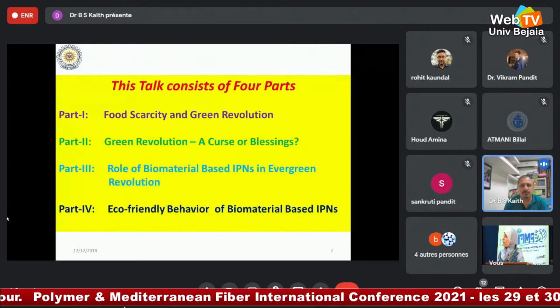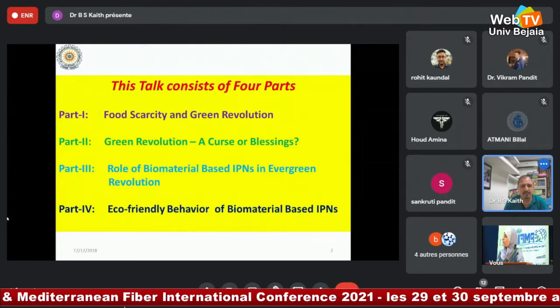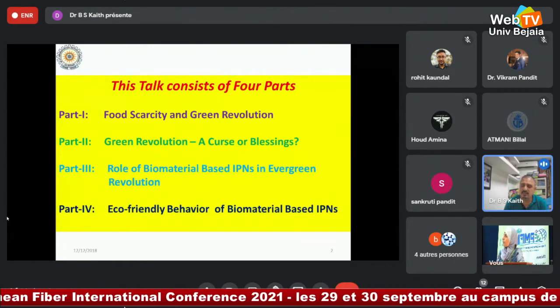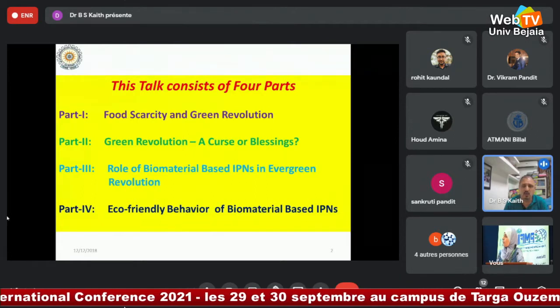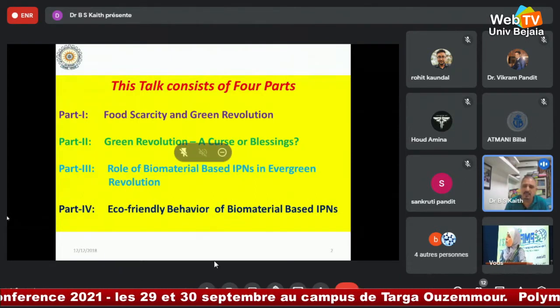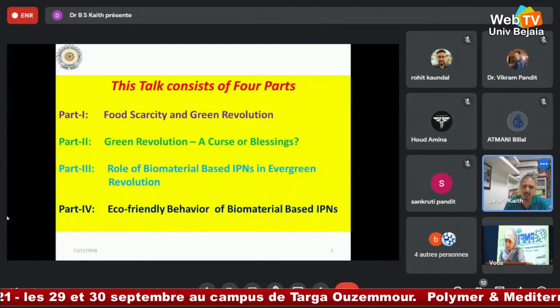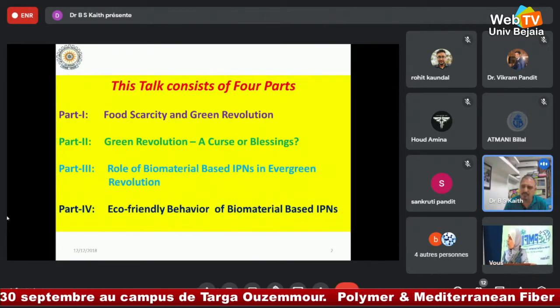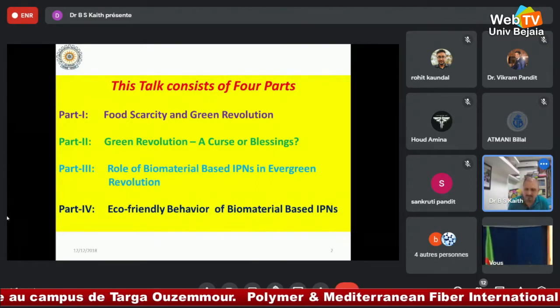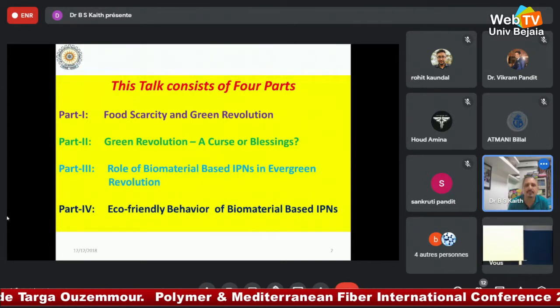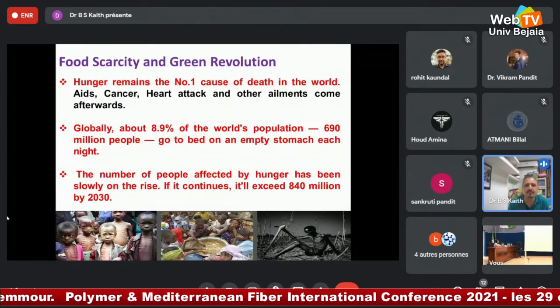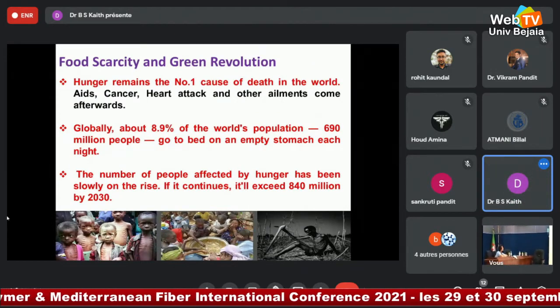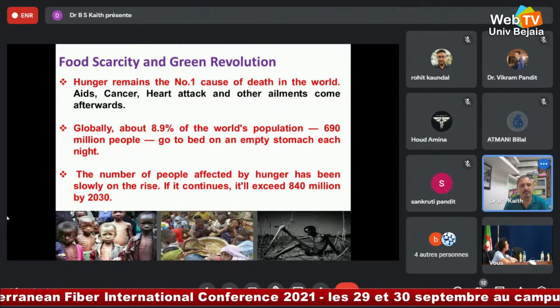It includes the food scarcity and green revolution. Green revolution, a curse or blessing. Role of biomaterial-based IPNs in evergreen revolution. Eco-friendly behavior of biomaterial-based IPNs. So first of all, I will start with food scarcity and green revolution.